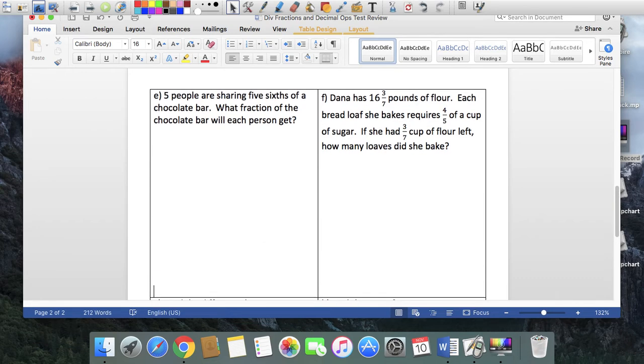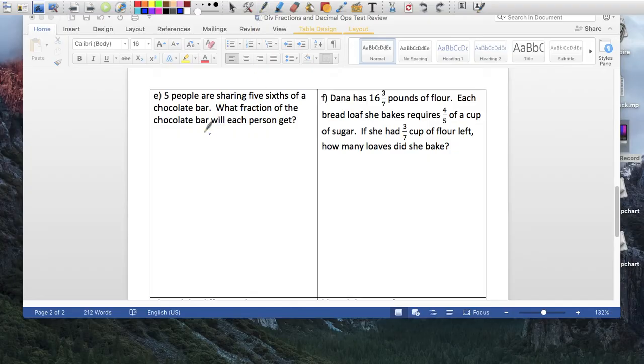5 people are sharing 5/6 of a chocolate bar. I know there was a question here in the stations today, and some of you did this. 5 divided by 5/6. If you set it up this way, this 5 represents the 5 people, and you're not cutting them into 5/6 pieces. So that would not be the right setup.